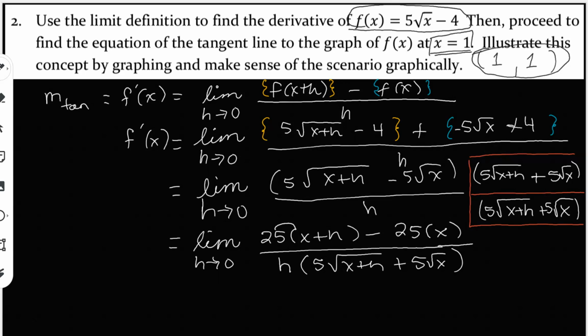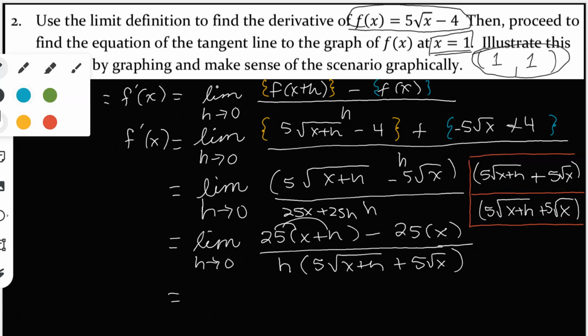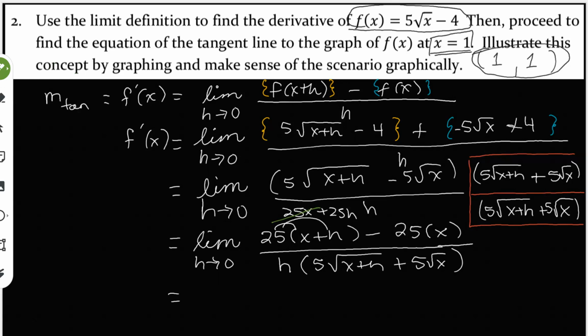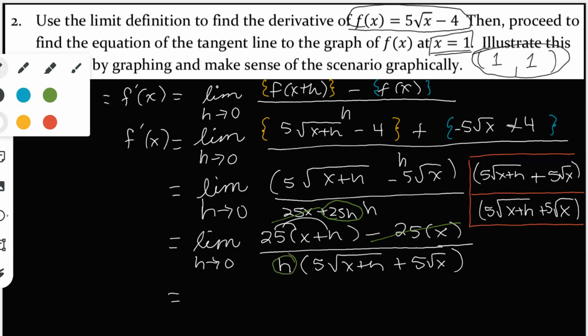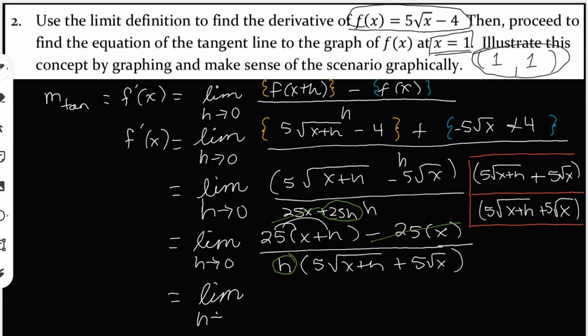Now when we distribute and clean that up, we will see that the 25x minus 25x is going to be gone. On the numerator, I will have 25x plus 25h, and then 25x minus 25x, that's gone. All I have is 25h divided by h. What I will have left is 25 on the numerator, limit as h goes to 0.